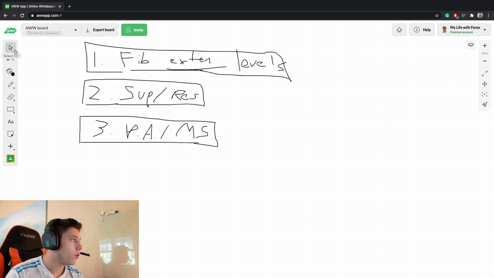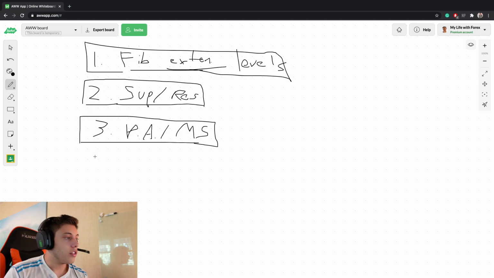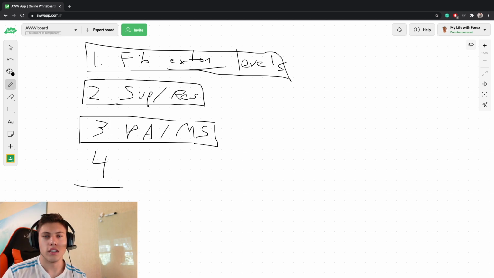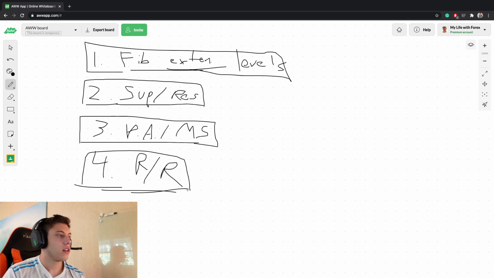All right, let's look at the fourth way that you can set your profit targets. The fourth way you could do it is based on stats. It's based on statistics. It's based on back testing. So stick with me here. The fourth way you could do it is simply by risk-reward ratio per setup. So what do I mean by that?